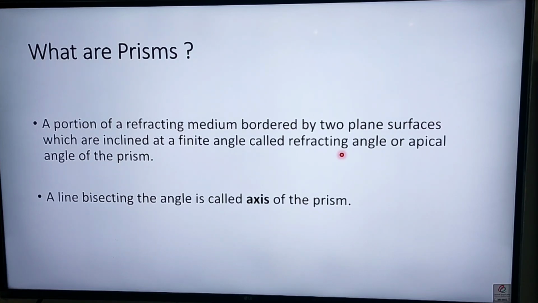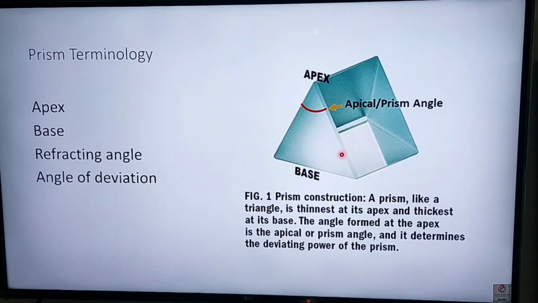It's a refractive medium that is bounded by two plane surfaces inclined at an angle. Now this angle is known as the refracting angle, and the line bisecting this angle is known as the apex. There are some terminologies that you should be aware of. First is the apex, the base, the refracting angle, and the angle of deviation.